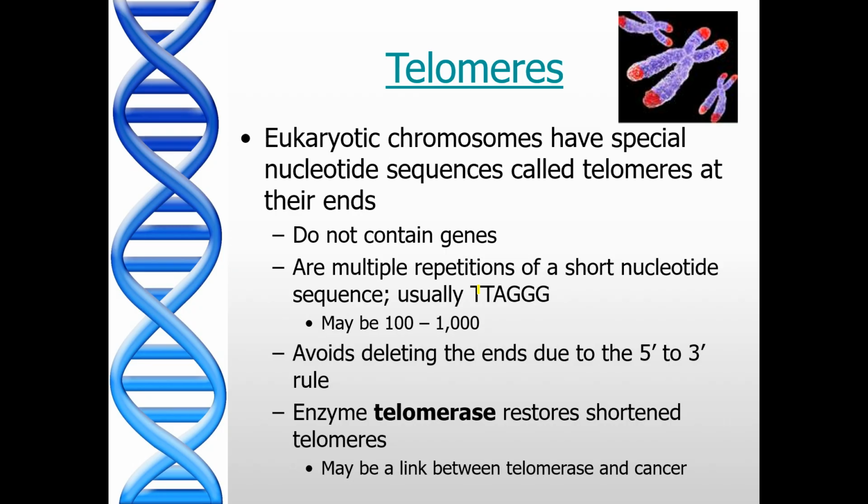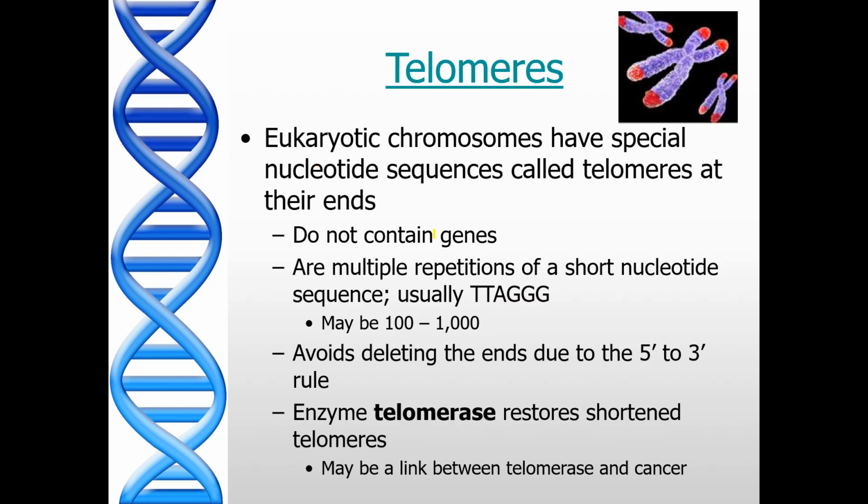Okay, and the reason why is because on that lagging strand, remember, DNA polymerase cannot add on to nothing. And so once you remove that initial primer, it can't be replaced, okay? Because the DNA polymerase has to have something to build off of. So that initial primer that's put in can't be replaced, which means every time the DNA gets copied, it gets a little bit shorter, a little bit shorter, a little bit shorter.